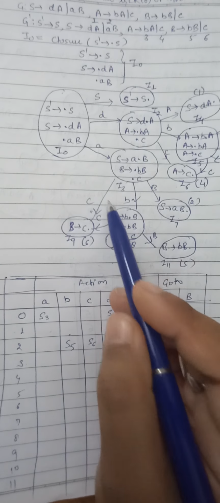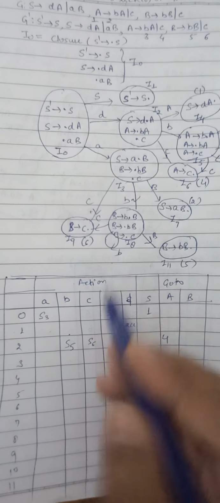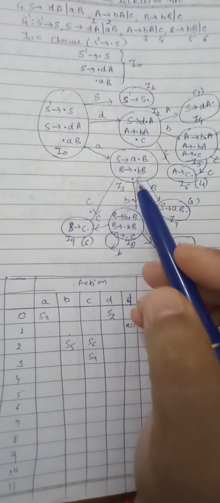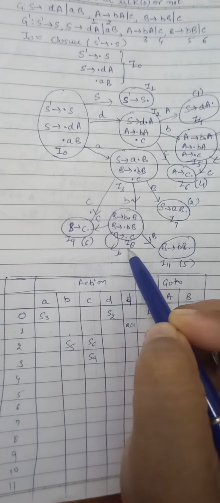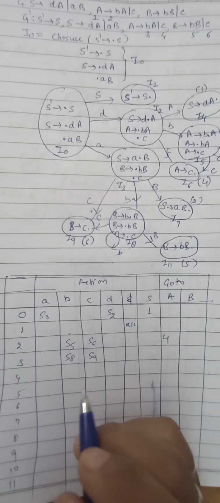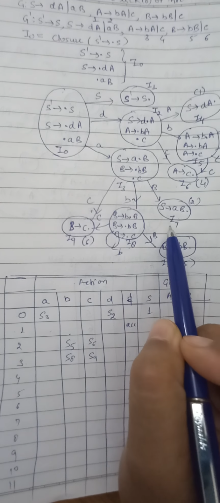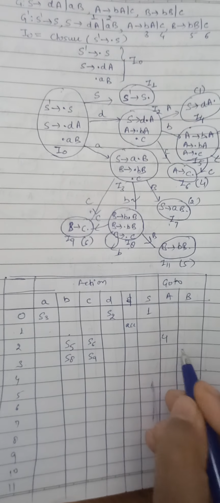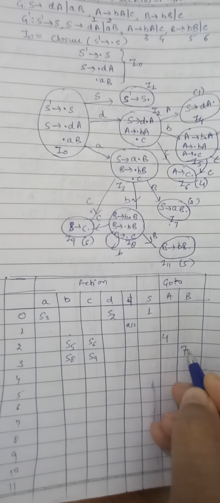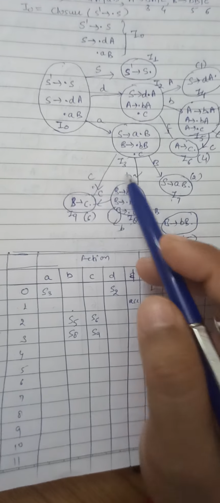And for the third state, from I3 for C it is going to I9, so we will write here S9. For B, I8, so we will write S8. And for the variable B, I7, so we will write here 7.